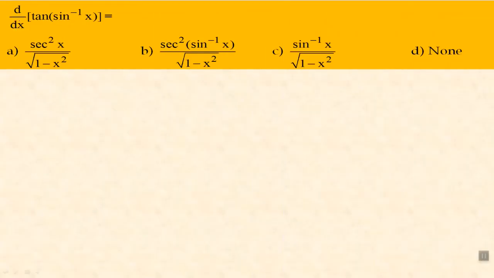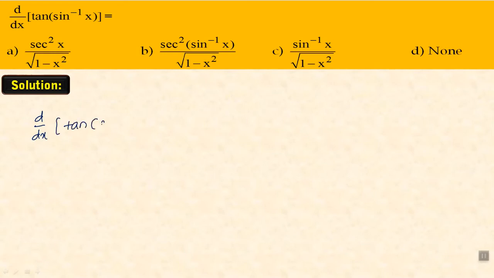The question is d by dx of tan of sin inverse x is equals to. Options are secant square x divided by root of 1 minus x square, secant square of sin inverse x divided by root of 1 minus x square, sin inverse x divided by root of 1 minus x square, none. Let us find this.